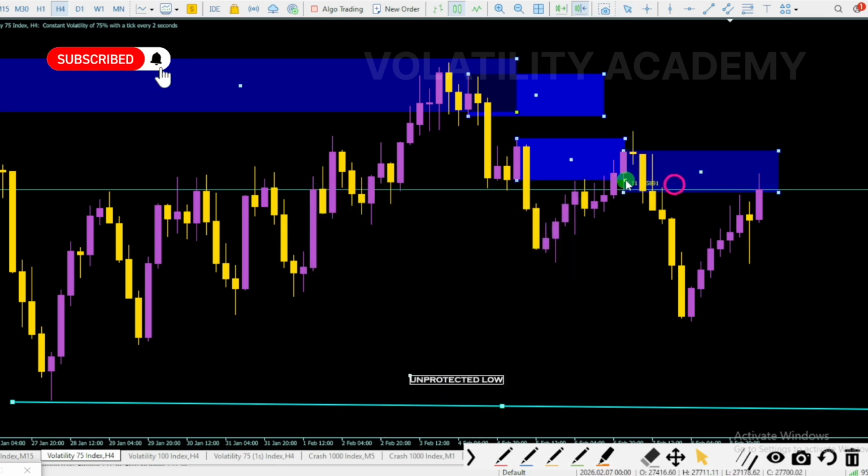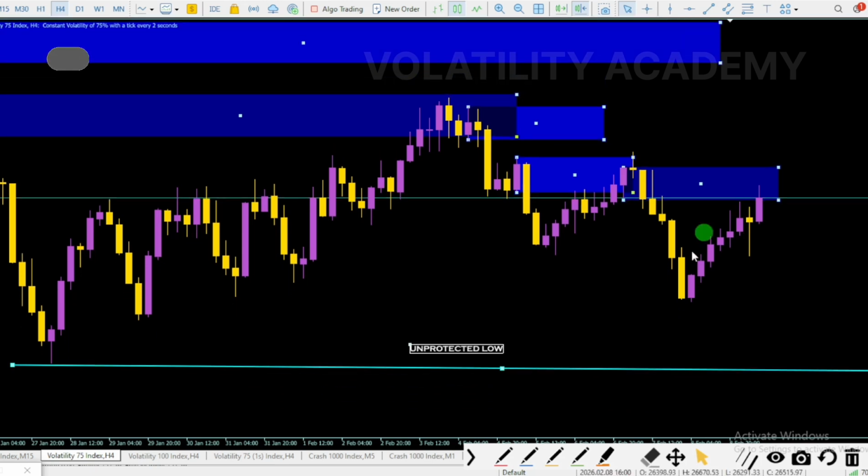Okay, this is where we are at the moment. This blue zone is where we are looking to take our sell trades from, and our target remains this unprotected low. This is my target. So I'm looking to take a trade from here and close it at this point right here.